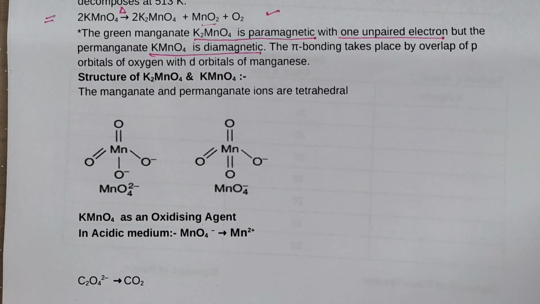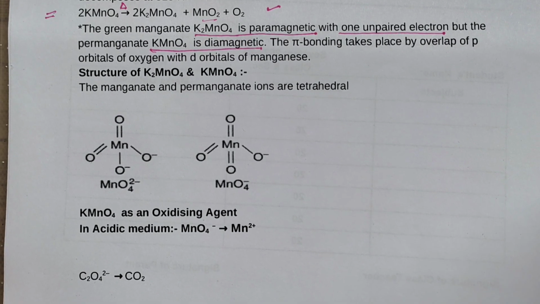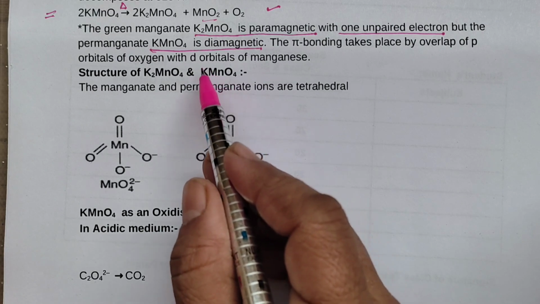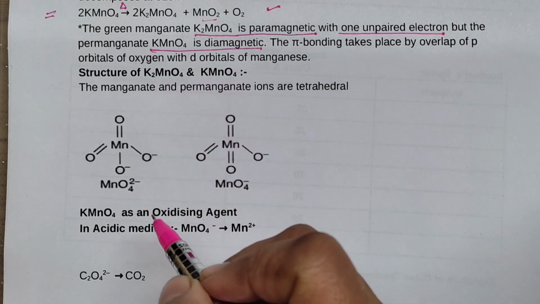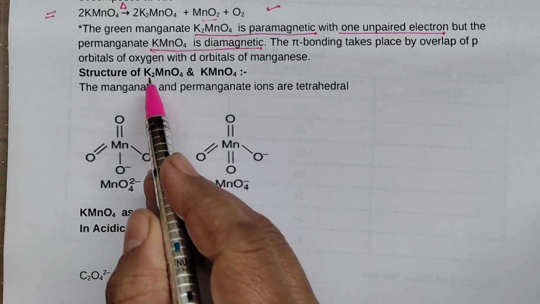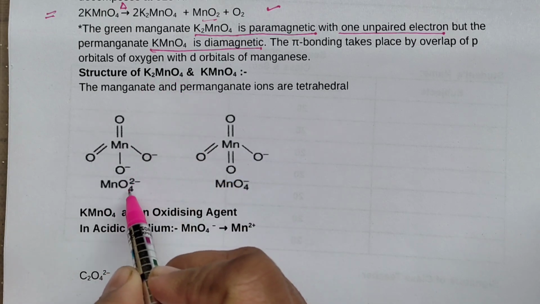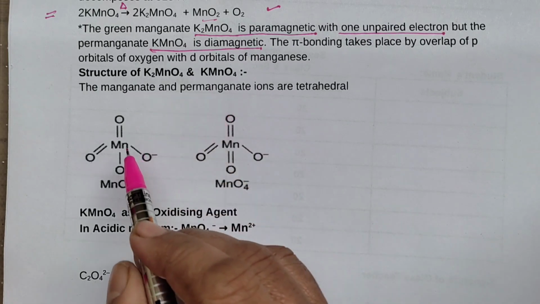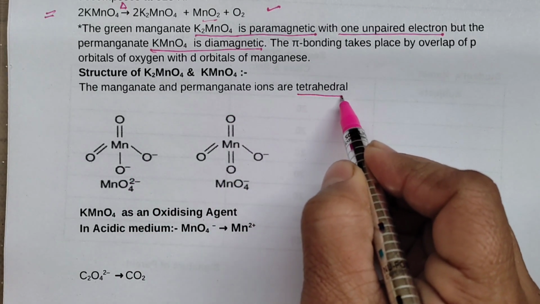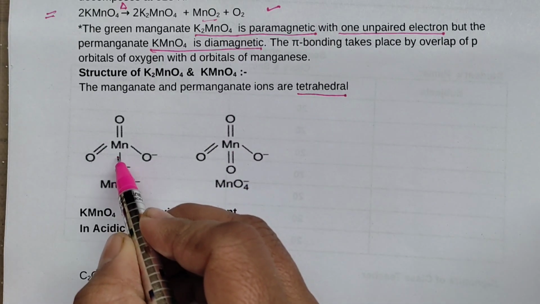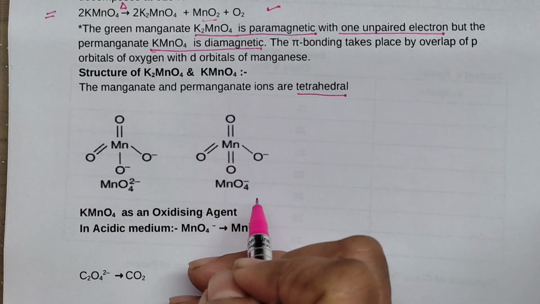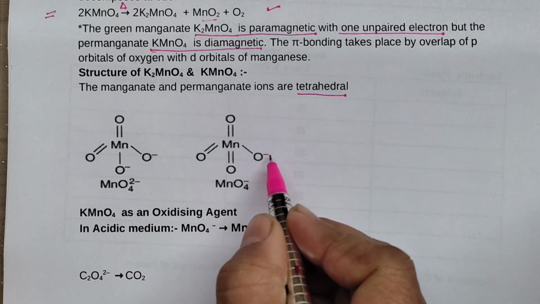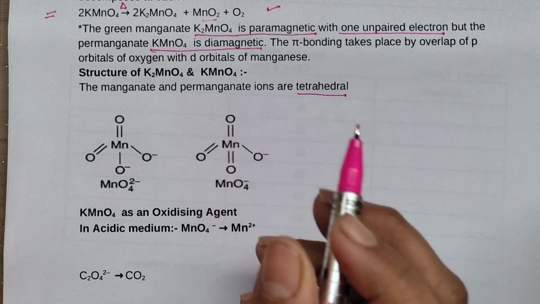Now moving on to the structural aspect. Let's see the structure. For both K2MnO4 and KMnO4, we are just isolating their ions and then drawing their structure. This is the ion obtained from manganate, MnO4 2 minus, and MnO4 minus is permanganate. In both, the structure is tetrahedral. So you will draw Mn in the center, with 4 oxygens surrounding it. There is only one negative charge in it, so you will put one oxygen as minus, and the remaining oxygens with double bonds.